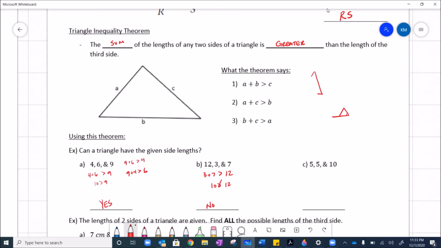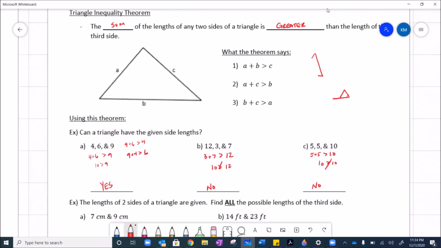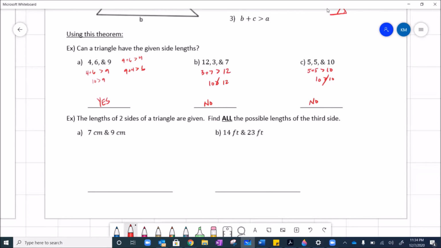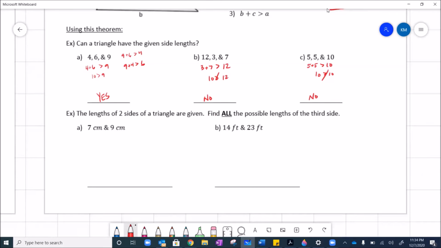Finally, we have 5, 5, and 10. Okay, so I take my two smaller sides, 5 plus 5. Is it greater than 10? Well, 5 plus 5 is 10, and that is not greater than 10. That also is not a true statement. Remember, our triangle inequality theorem says that we need our two sides to be greater than the third side, and not greater than or equal to. So therefore, that is not a solution, or those three side lengths would not make up a triangle.